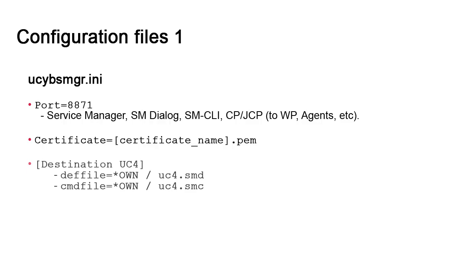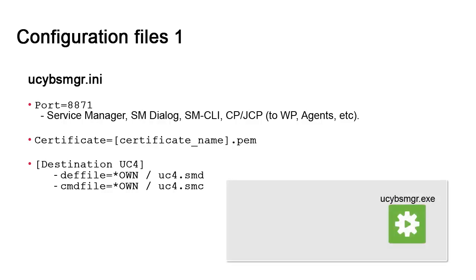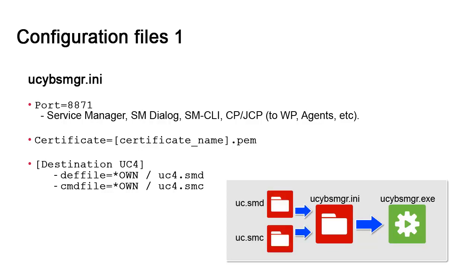Finally, you find the destination section. The word appended by default is UC4 and should match the names of the SMD and SMC file. Say we use another word like Automic. The files would need to be called automic.smc and .smd. When started, the Service Manager executable checks the INI for the destination and invokes the SMD and SMC files. It sources their information to drive service definition and Autostart.